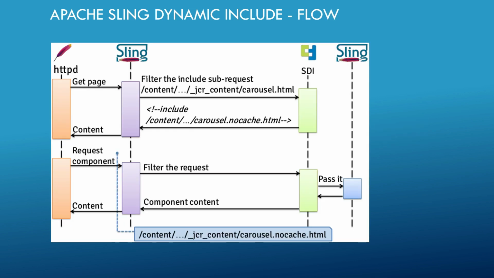Okay, so this is the Sling Dynamic Include flow. This is mainly focused on SSI, server side include. Here we are not talking about the browser or JavaScript include and the CDN include, ESI. Whenever we get the page, the Sling Dynamic Include module replaces the dynamic component with an include. Here you can see carousel.html is a dynamic component, and it is replaced with nocache.html. It means it's enabled with the server side include.